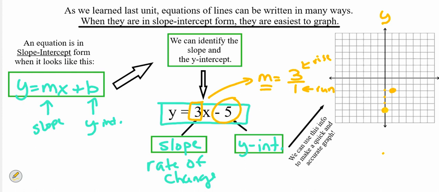And if we wanted to, we could just keep going. Up 3, over 1 gives me another point, and another. It's kind of nice and soothing, I think, to just keep going. And it's pretty. Look how pretty that is.